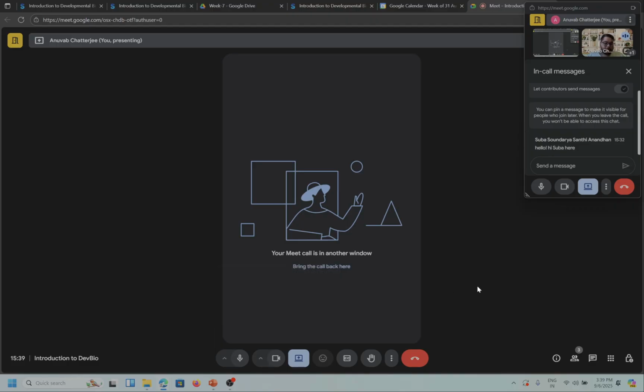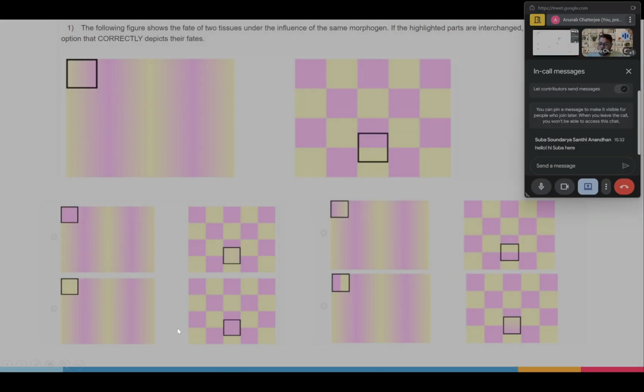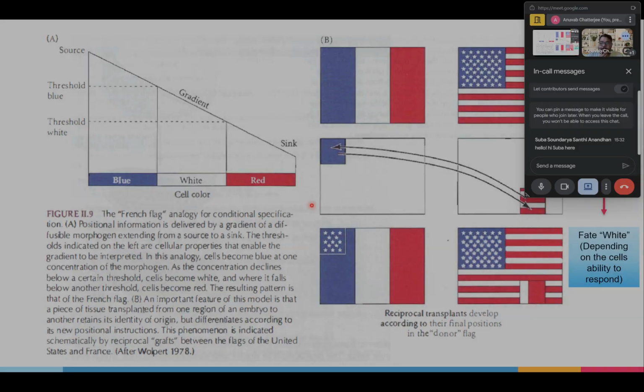Okay, coming back to this. So let us go through it a bit slowly. So morphogen gradients. So what are morphogens? Morphogens are signaling molecules whose concentration is what determines how the tissue will respond.